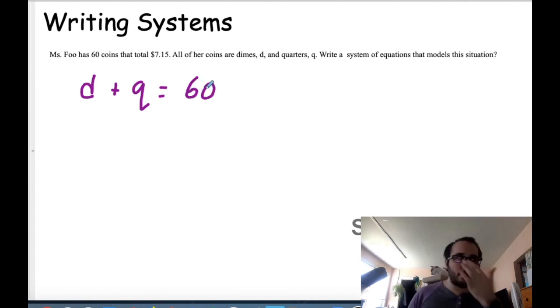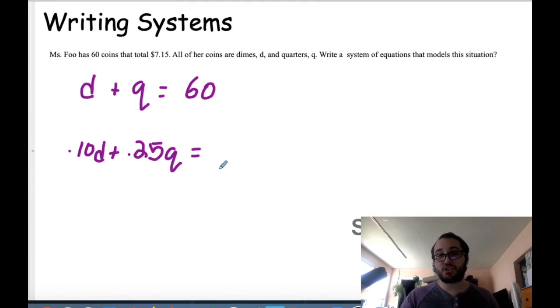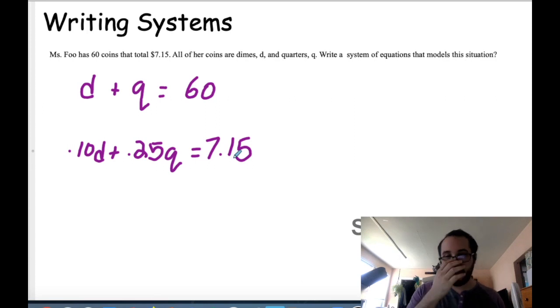Okay? But now we want to talk about the value of those coins. Well, a dime is 10 cents, so that's 0.10 times D, plus a quarter is 0.25, right? It's 25 cents. And when you add that together, it should equal $7.15. That's it. That's your system. If you wanted to solve, we could, but it's not asking us to solve. It just asks us to write the system.